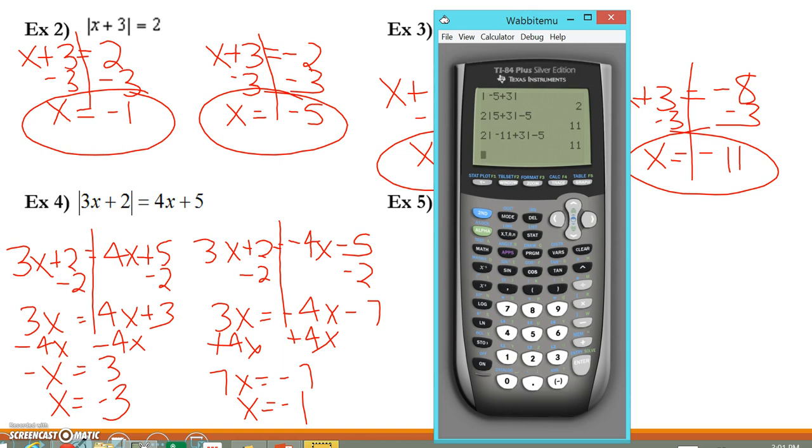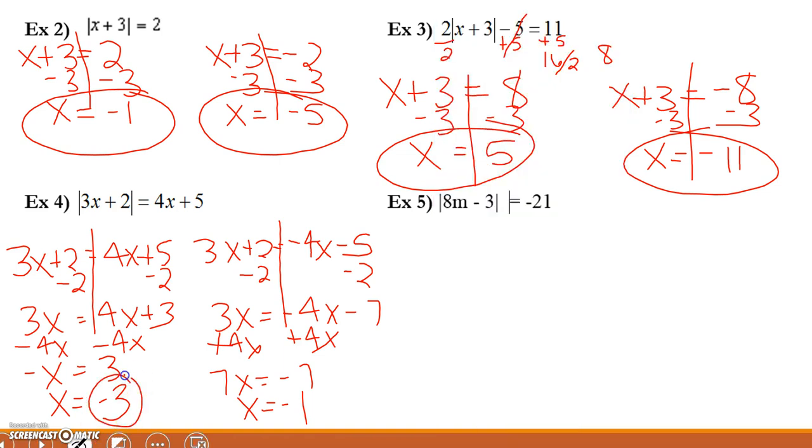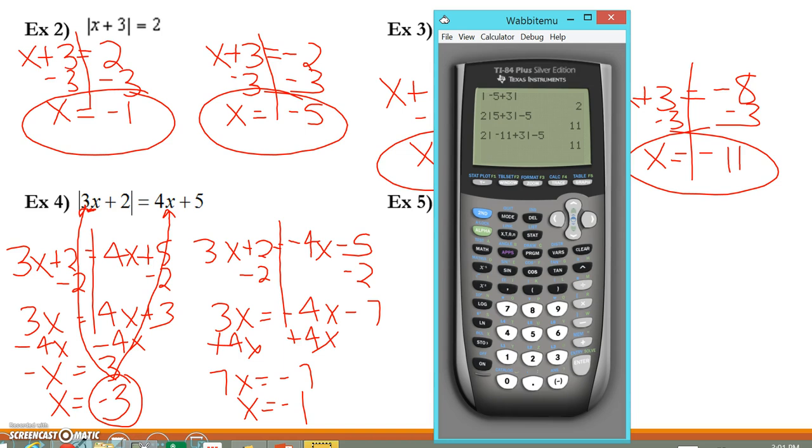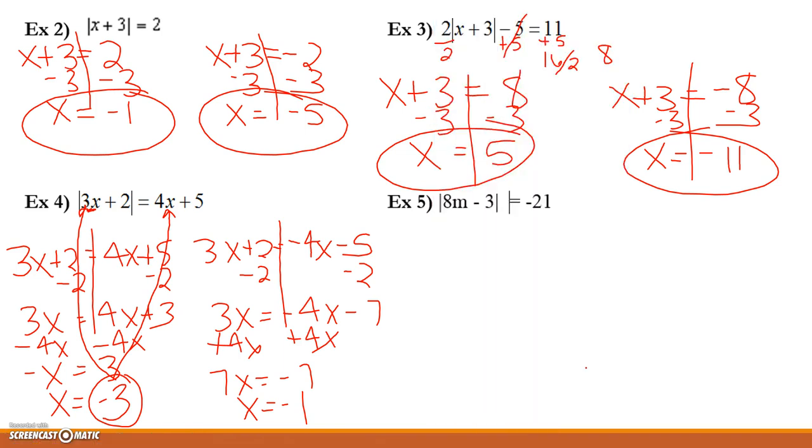So when you plug it in, you're going to take this negative 3 and plug it into the left side for that x, and you're going to plug it into the right side. So I am going to plug negative 3 into the left side first. So it has the absolute value, so I need to have the 2 lines. So 3, and I'm plugging in negative 3 plus 2. So I get 7 when I plug it into this side.